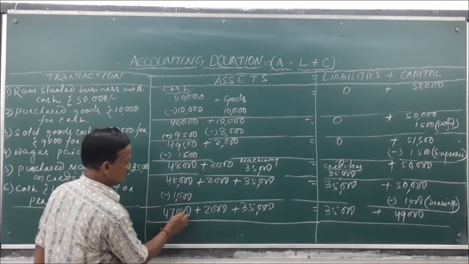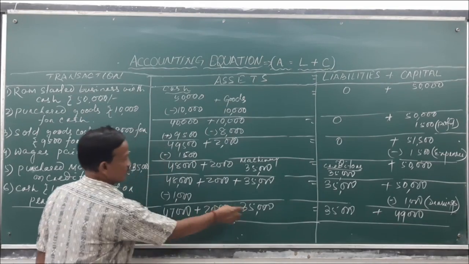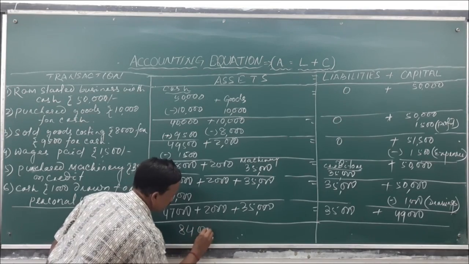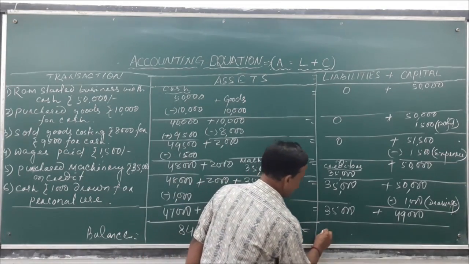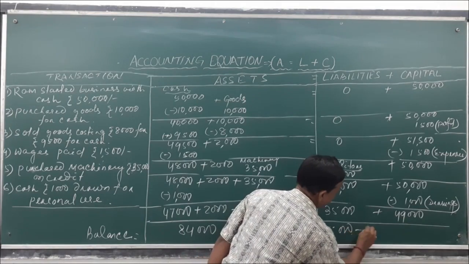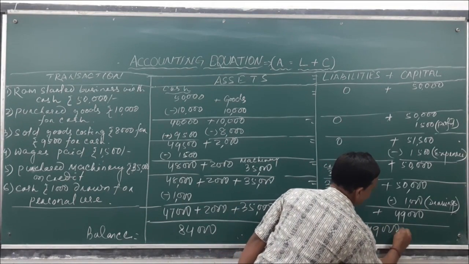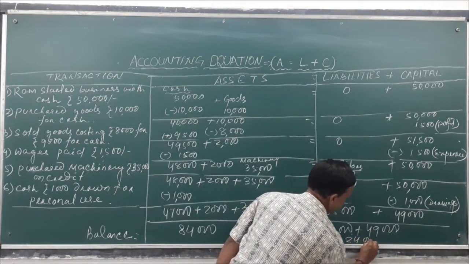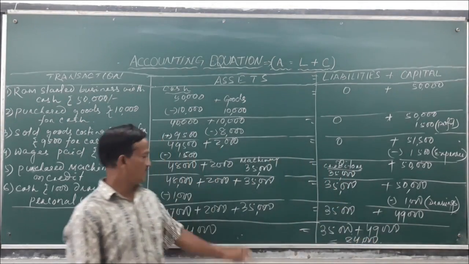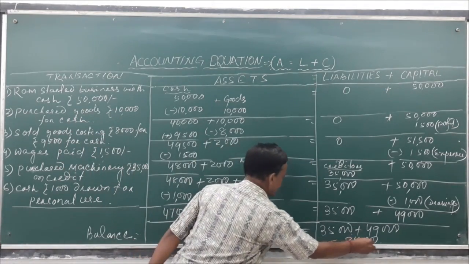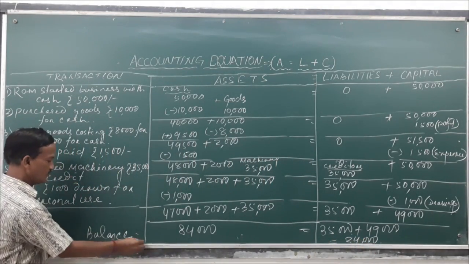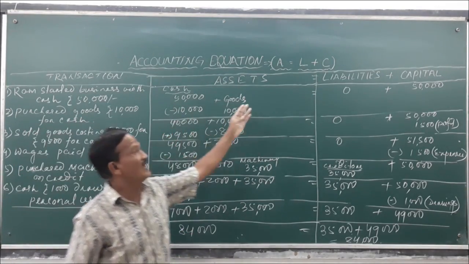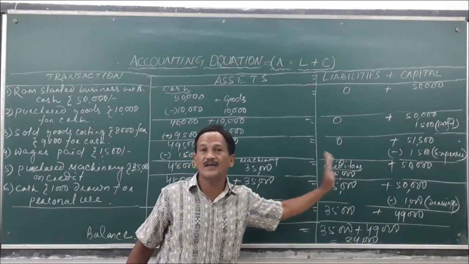So that is 47 plus 2, 49 plus 35, that is 84,000 total assets, equals liabilities 35,000 plus 49,000 capital, that equals 84,000. So this is the accounting equation. Now you will see this accounting equation shows the total assets equal to liabilities plus capital.